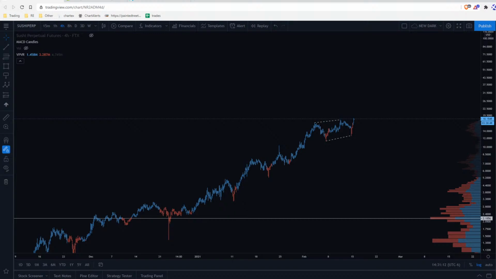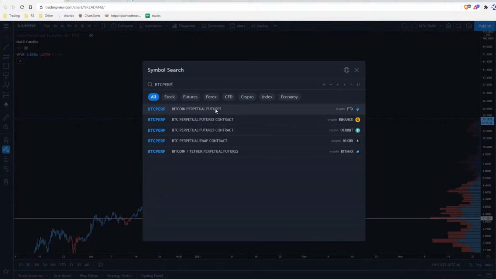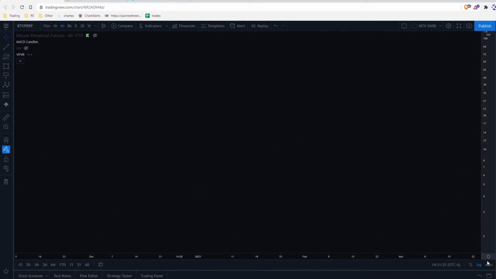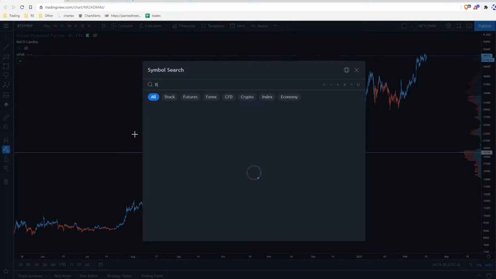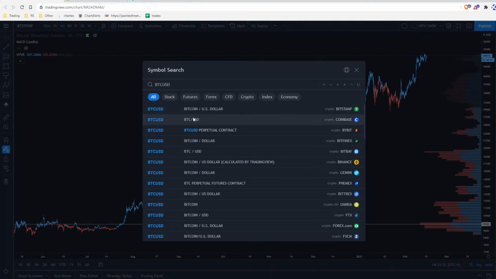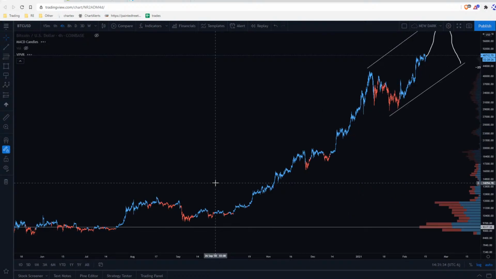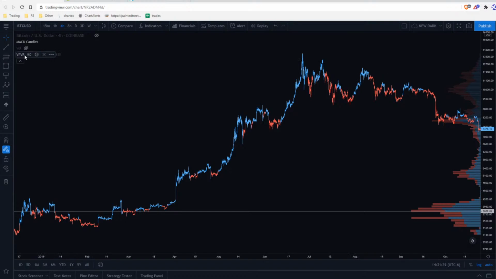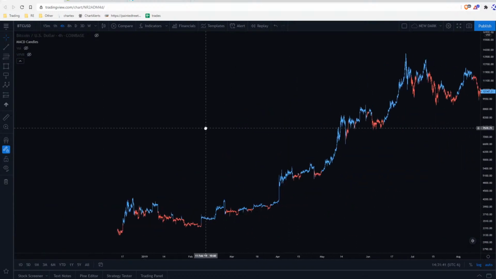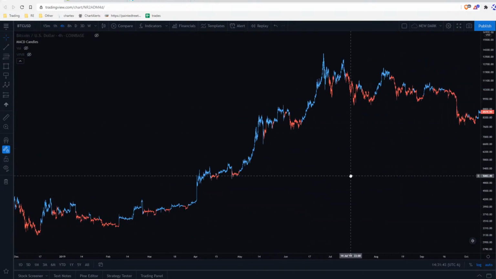How does one find an exit in a parabolic move? That is a very difficult question to answer. Let's just look at Bitcoin real quick. I actually want to go further back, and I don't want my VPVR showing. I mean, this was kind of a parabolic move, right?